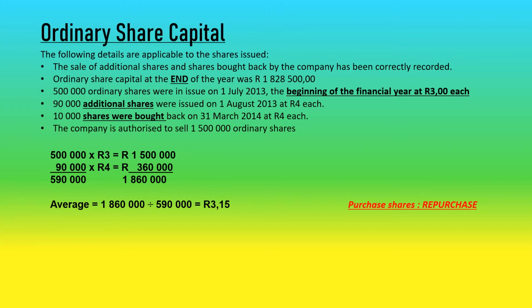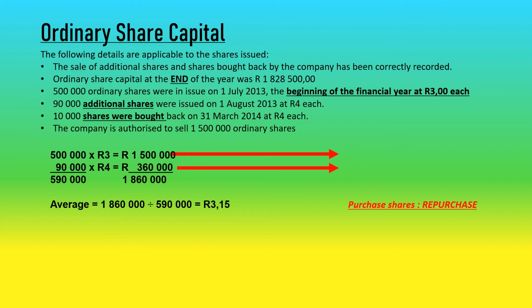So in this example, we're doing an ordinary share capital note, and I just want to show you quickly that in this example, you will see that it says the sale of additional shares and shares brought back by the company has been correctly recorded. What that means is that the balance that you have at the end of the year is including these transactions. So you can't redo the transactions. This is your closing number, and that is the number you need to get to.